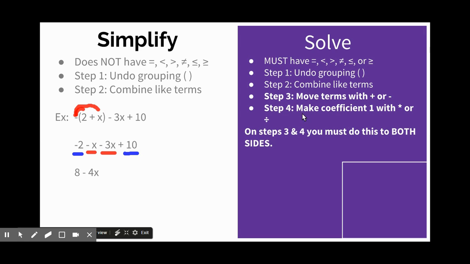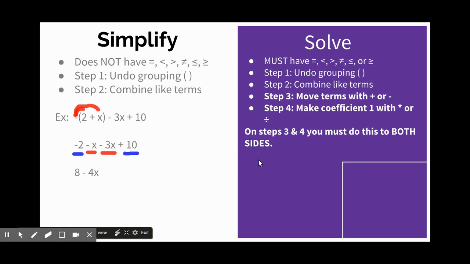And there's something really important you got to notice. For steps 3 and 4, you got to do it both sides. And both sides, I mean both sides of whatever little symbol you have. Notice, since we don't have that symbol for simplify, you can't do steps 3 and 4 because you don't have two sides to it. We can't do steps 3 and 4, so we can't solve.